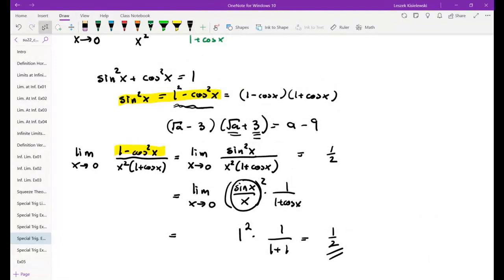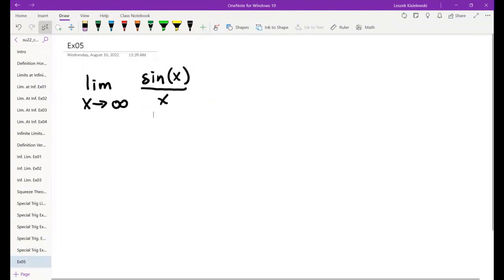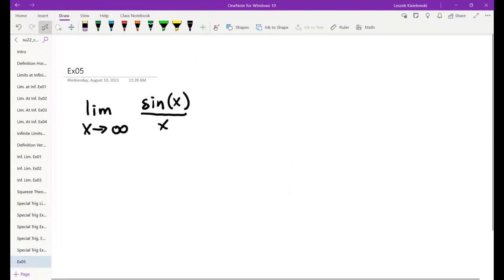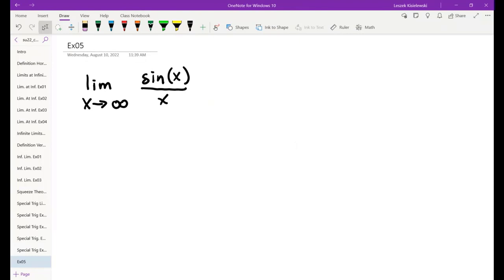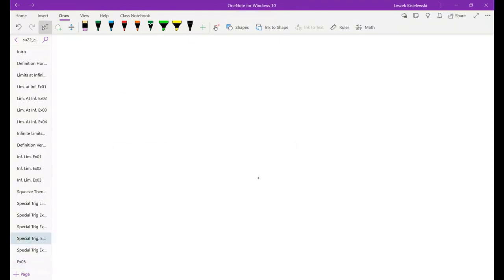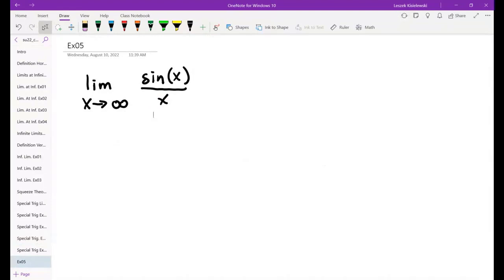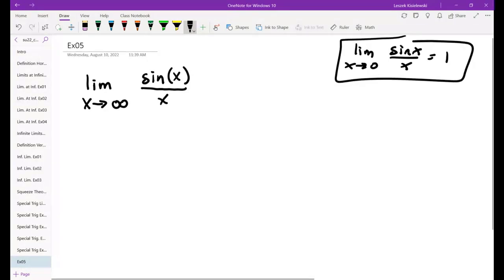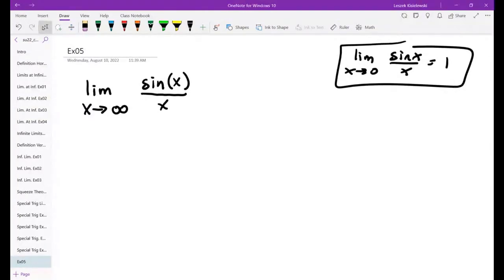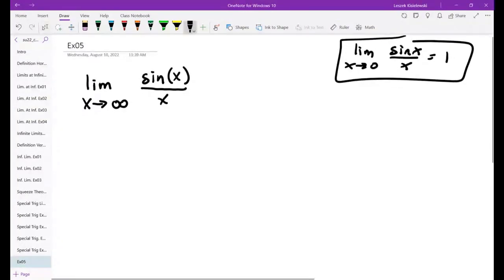All right. I don't think we'll have time for another. Well, let's do this one real quick. Okay. All right. So we talked about the special trig limit. That's one. But what would the limit at infinity be here, as x goes to infinity of sine of x over x?